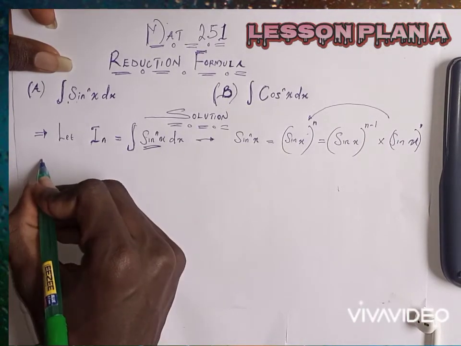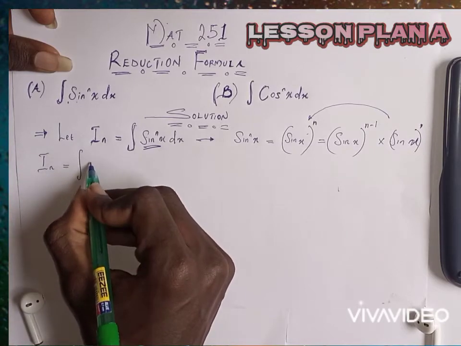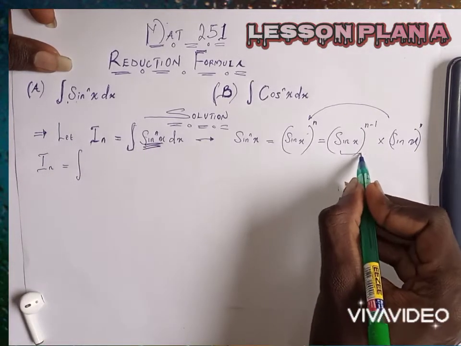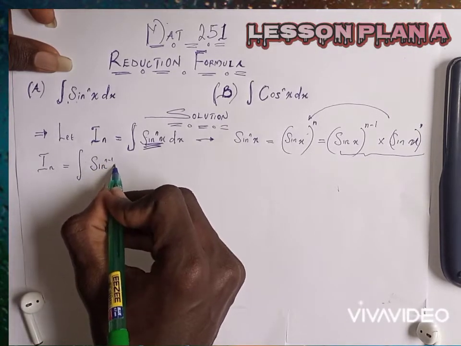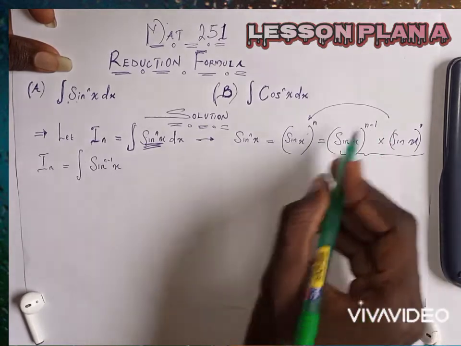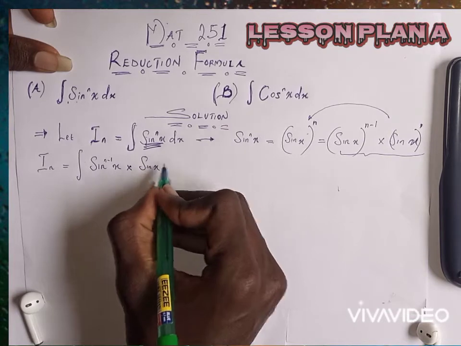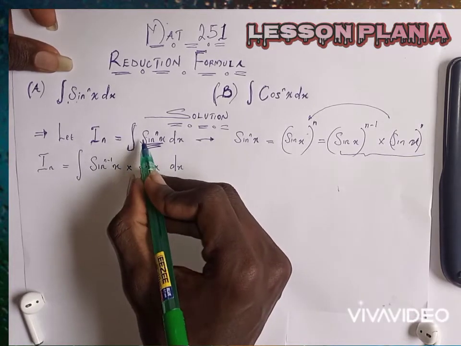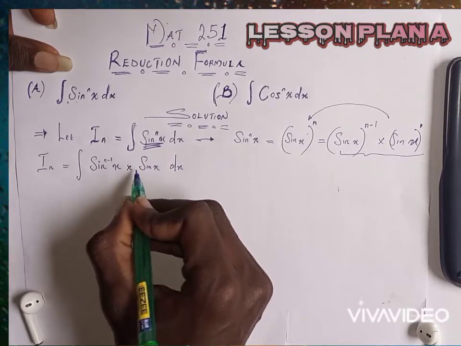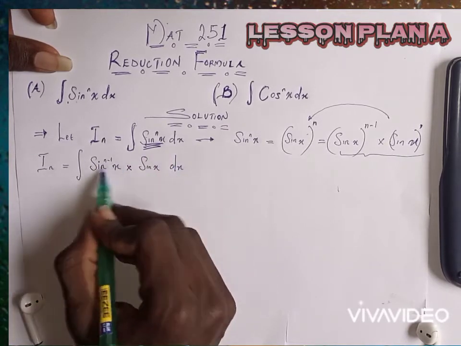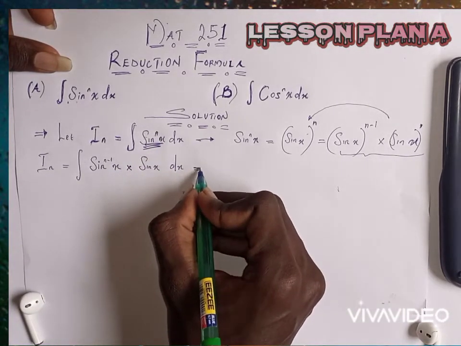So trivially, we can decide to say that I_n is equal to the integral. This sin^n x can be written as sin^(n-1) x, which is still the same thing, times sin x, then dx. So the whole of this sin^n x dx gives us sin^(n-1) x times sin x dx. Now if you multiply this and this together, you end up having sin^n x back. So I've not done anything wrong with the expression.